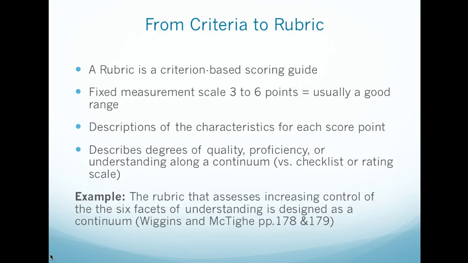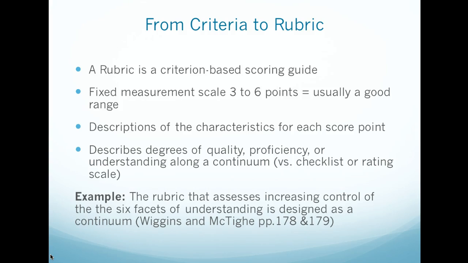It's a criterion-based scoring guide, so it's based on the criteria of your unit, of the material that you've taught, and of the culminating performance task specifically. There's a fixed measurement scale. 3 to 6 points is usually a good range. You don't really want to have really wide, huge ranges. Sometimes we go up to 2, 4, 6, 8, 10, but that's still only 5 interval scales, but you have a little bit of variability in between each level.